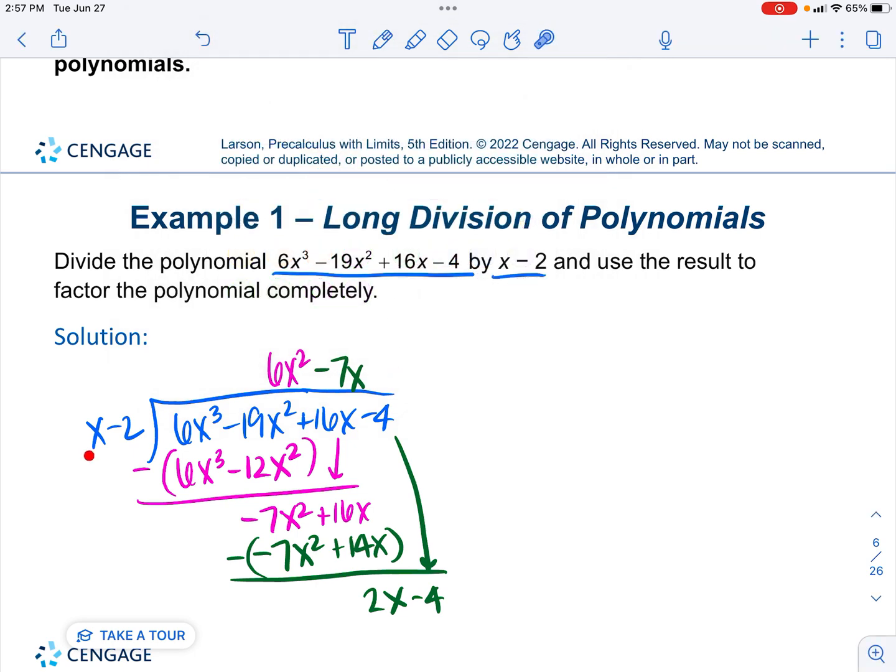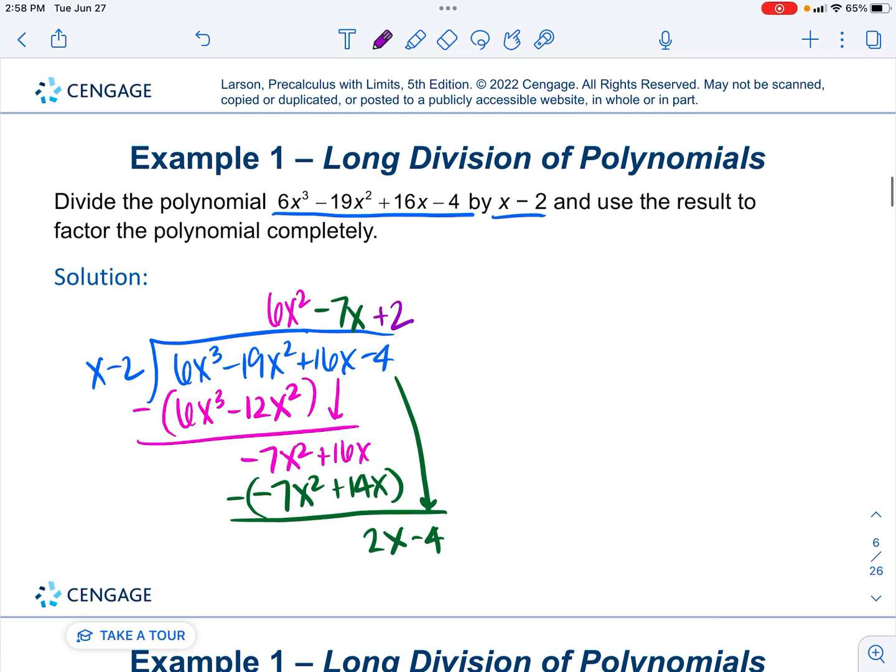What times x gives me 2x? That would be plus 2. Now I'll multiply and subtract. 2 times x is 2x. 2 times negative 2 is negative 4. When I subtract these, they both go to 0, so my remainder is 0. So when I did the polynomial divided by x minus 2, this was my result.